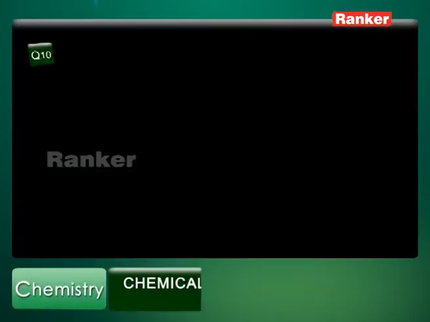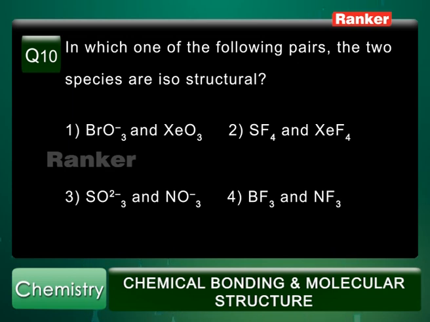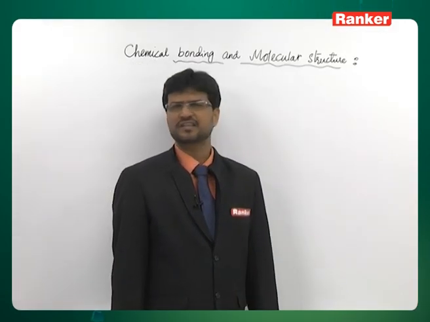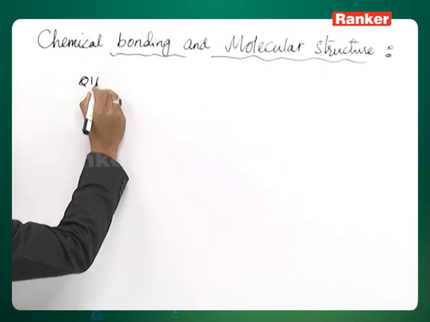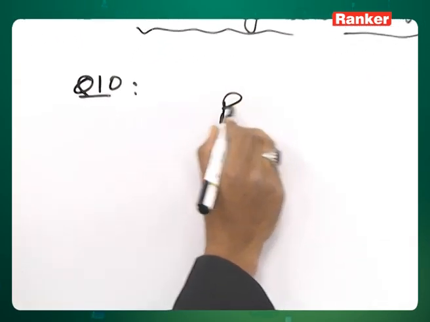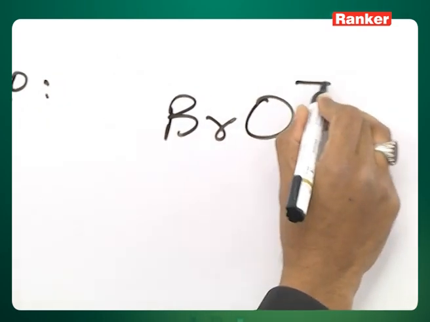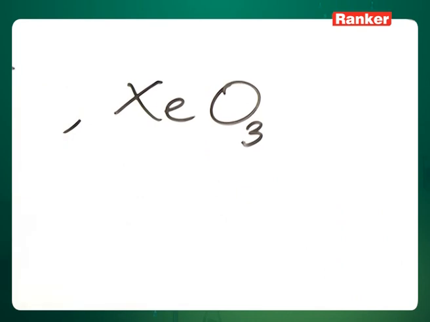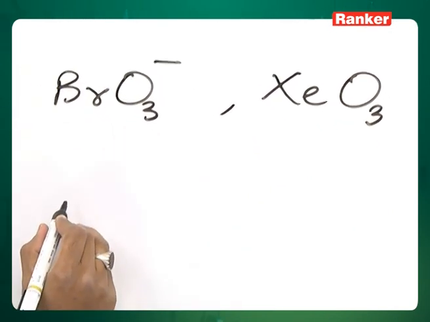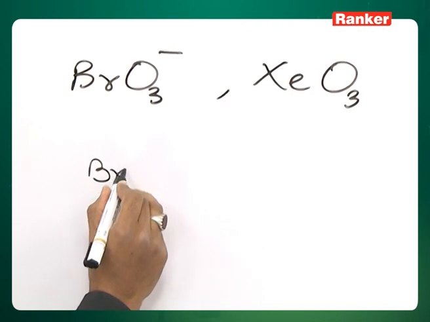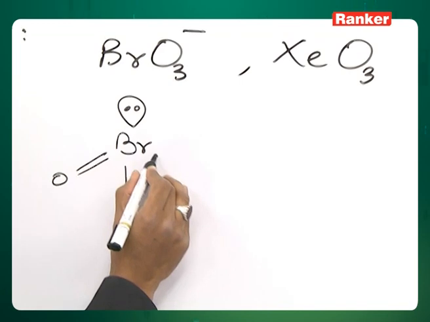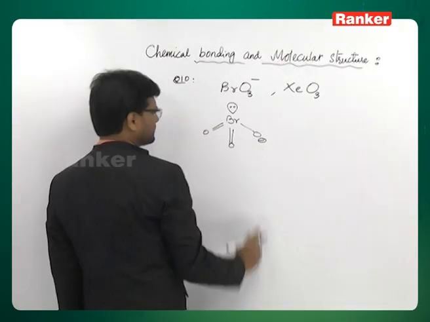Question number 10. In which one of the following pairs are the two species isostructural? Isostructural literally means having the same structure. BrO3 minus and XeO3. It has got a lone pair and 3 surrounding oxygens like this.